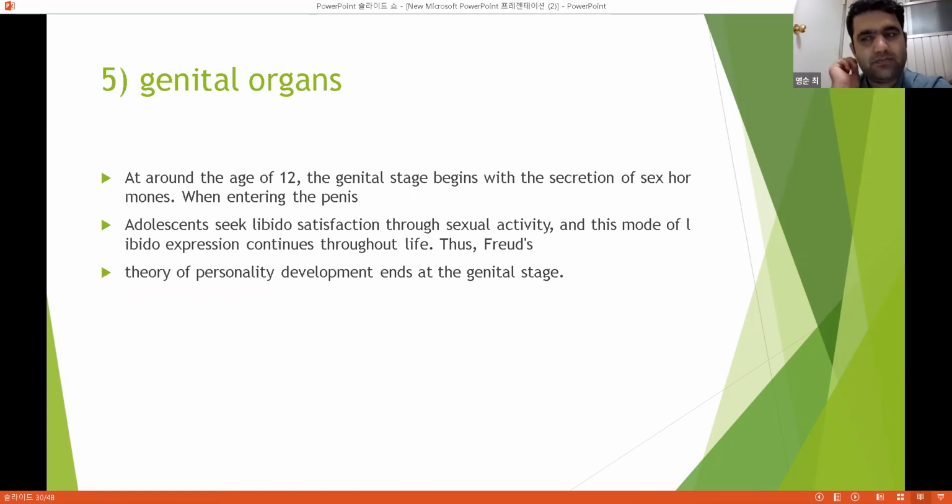Genital stage. What is the genital stage? Around the age of 12, the genital stage begins with the secretion of sex hormones, right? And adolescents seek libido satisfaction through sexual activities. And this mode of libido expression continues throughout life. Thus, Freud's theory of personality development ends at the genital stage.